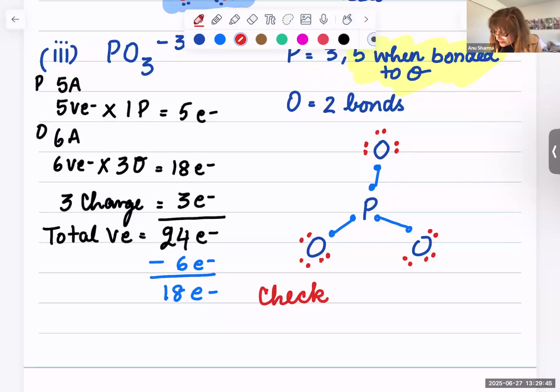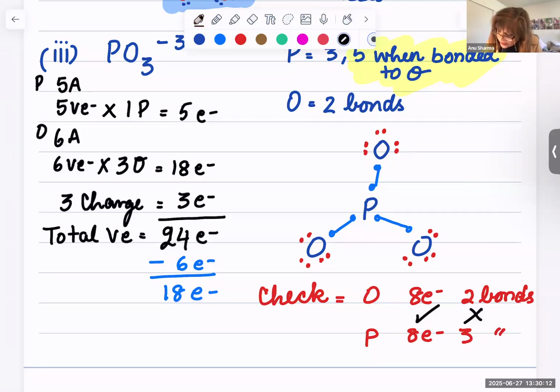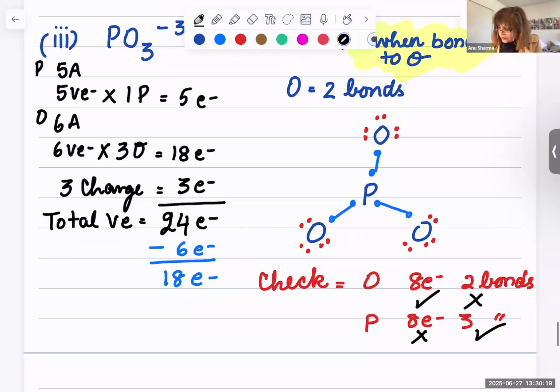So it's obvious by this time that oxygen has the octet met, but it's not making 2 bonds. Phosphorus, on the other hand, 1, 2, 3, 4, 5, 6, octet is not met, and it's making 3 bonds, which is fine. It can make 3 bonds, which is okay, but its octet is not met. So in other words, they are not satisfied. So what are we going to do now?